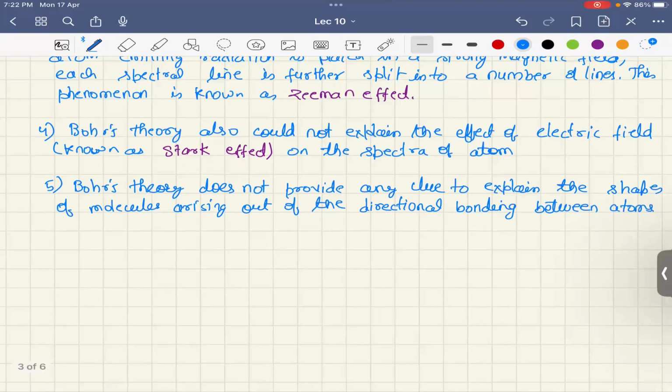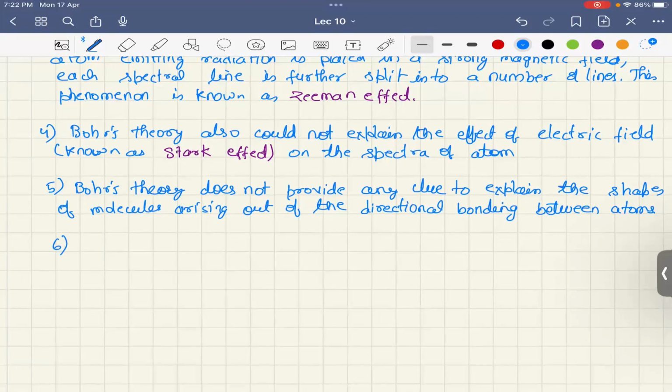Right? The sixth and major drawback of this model was that the main objection to Bohr's theory came from the new principle, namely the dual nature of matter and the uncertainty principle. They introduced the idea of a wave character of electron, in addition to its particle character, and pointed out that the path of motion of electron cannot be well defined. Thus, this overruled Bohr's idea of well-defined circular orbits. So this dual nature of matter predicted that we cannot define the path of electron precisely.